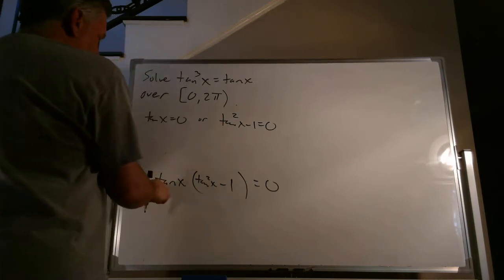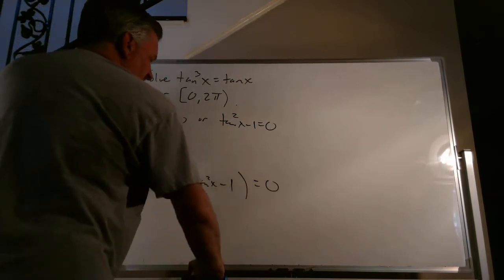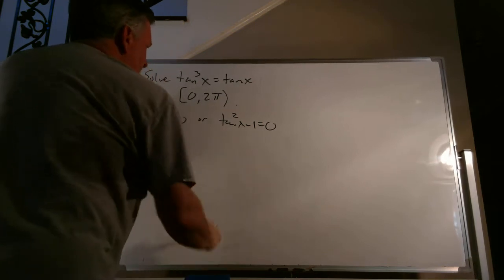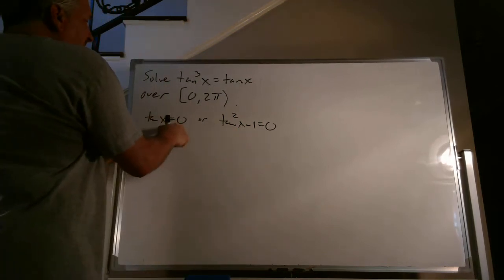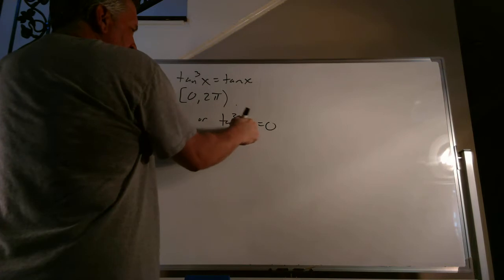That's what that gives us. So either that factor is equal to 0 or that factor is equal to 0. Okay, so let's keep going. I have trig function equals a number, so I'll come back to that one. We need to keep going here.